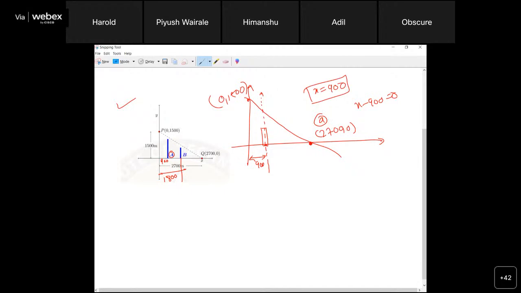I can say this is A. It's cutting the y-axis, it's the y-intercept, that is my B.